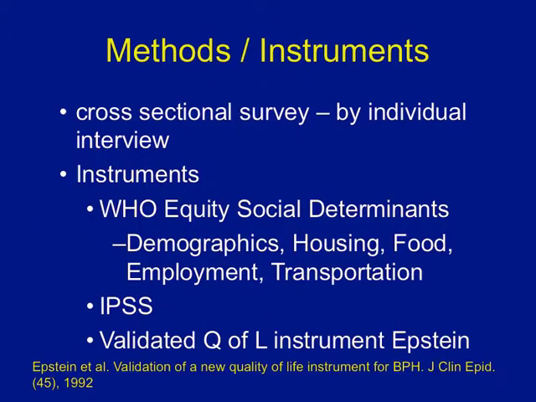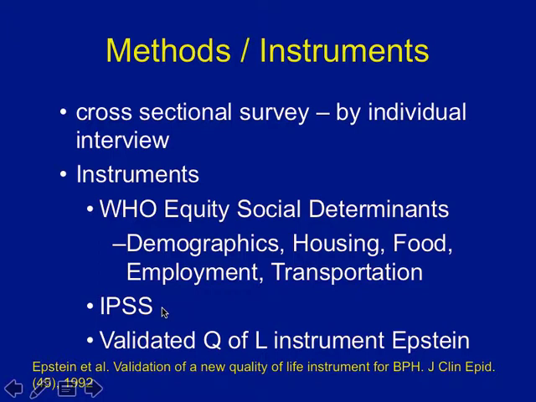So what we did was a cross-sectional survey, and it was done by individual interview by trained interviewers. And we used a few different instruments, and we chose these instruments in collaboration with the people locally in Mbarara and the region of Shima. So we measured the WHO equity social determinants. So where do you live? What kind of housing do you have? Availability of food, employment, transportation.